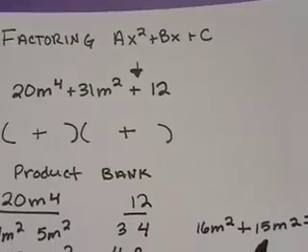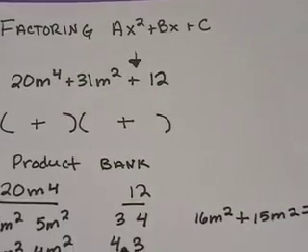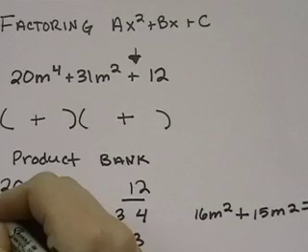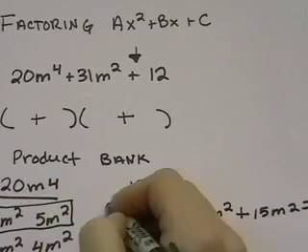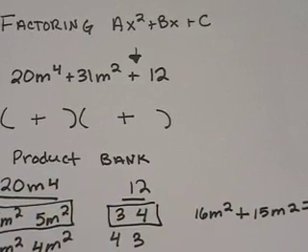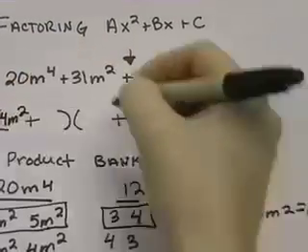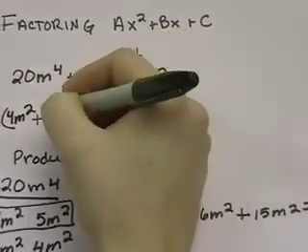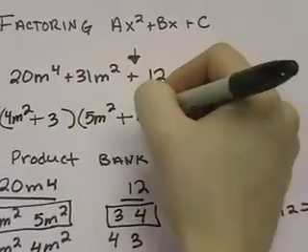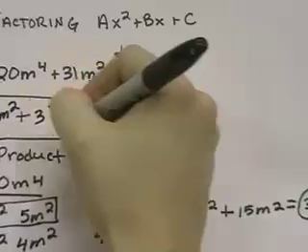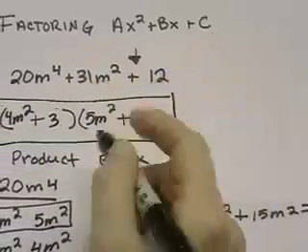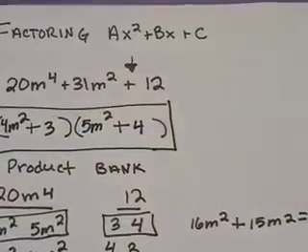So I know that my two factors are going to be 4m squared and 5m squared, 3 and 4. So I'm going to go ahead and plug those in. This goes in the first, this goes in the second. So 4m squared and 3 go in the first, 5m squared and 4 go in the second. FOIL and check to make sure that that is the right answer. Make sure you FOIL and check.